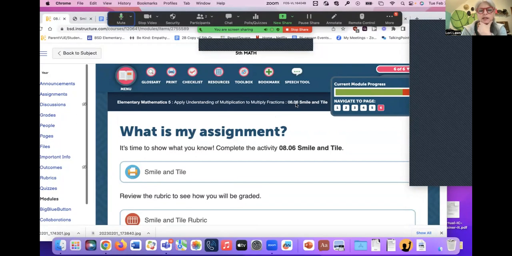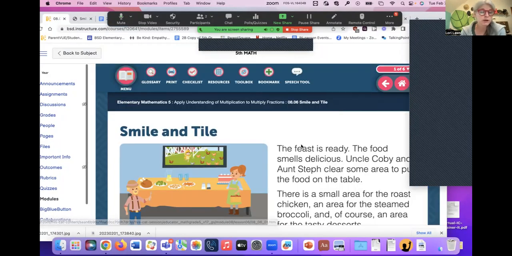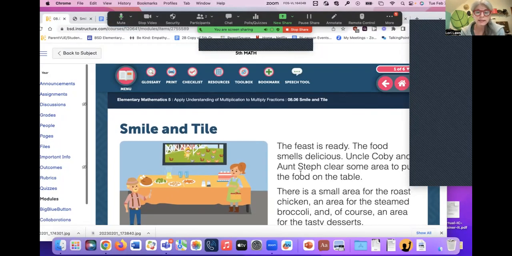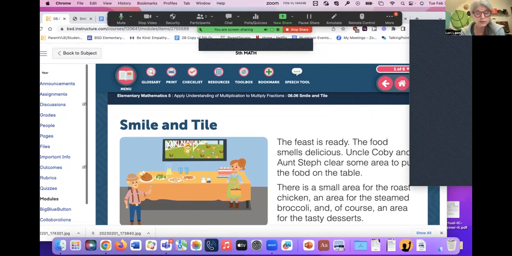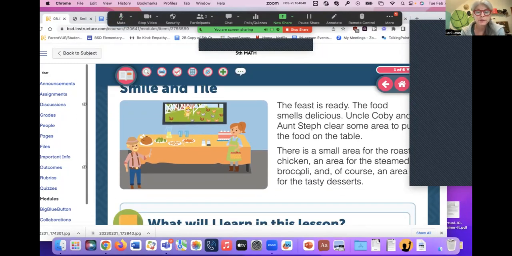It's 8.06, miles and tiles, and we're starting to work on some area problems. We haven't done much with area this year. And here's the lesson. Here's where it starts. You're going to need to take your time and do this one carefully so you understand it.